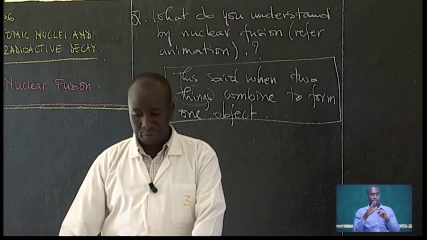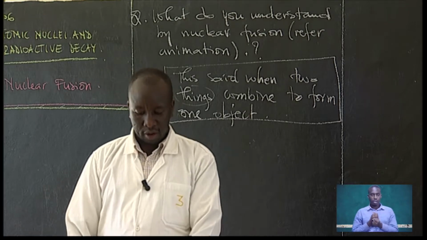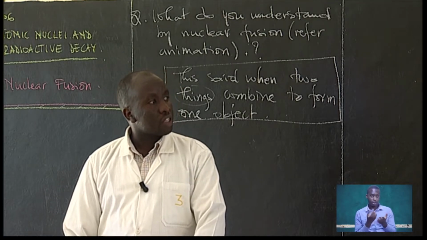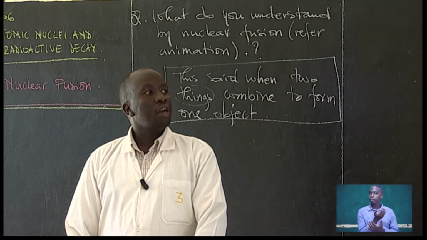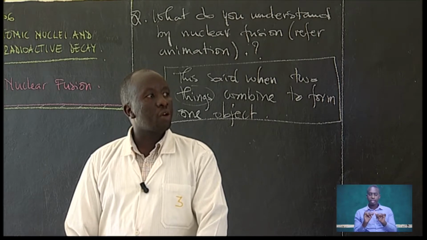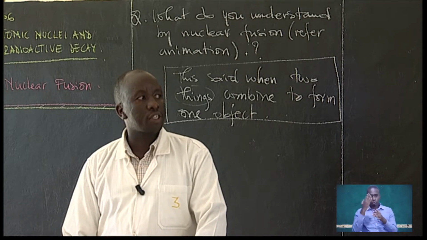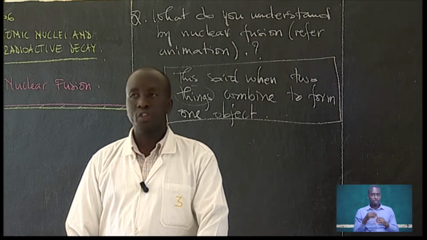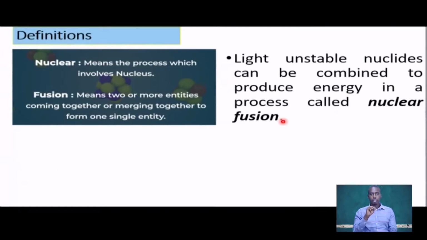Now we have a definition there. Light unstable nuclides can be combined to produce energy in a process called nuclear fusion. So I hope you remember this. You remember this from the graph that we now use to always give.